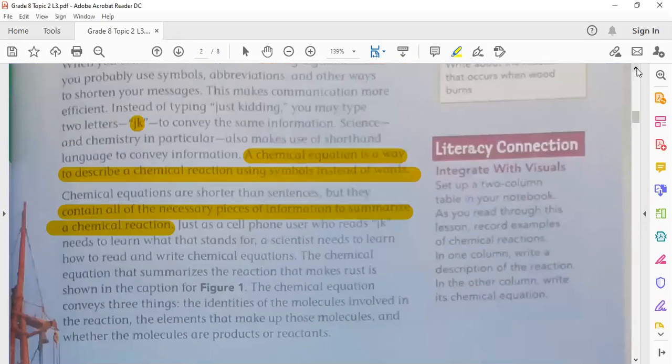So simply, the chemical equation is a way to describe the chemical change or the chemical reaction using symbols instead of words. The chemical equation is a summary of the chemical reaction, but it must contain all the necessary information to summarize the chemical reaction.